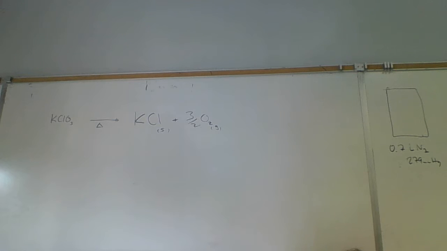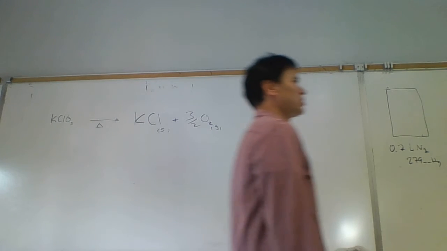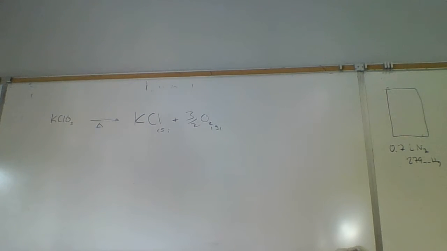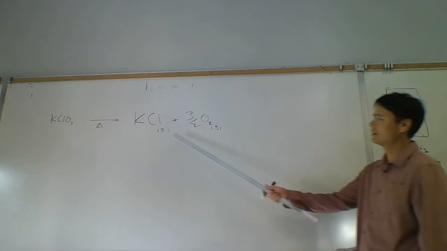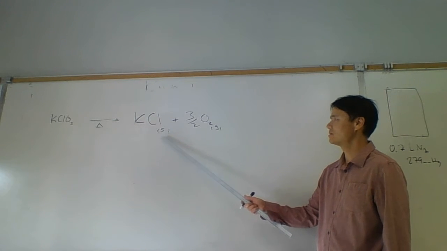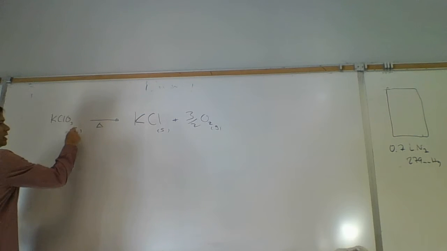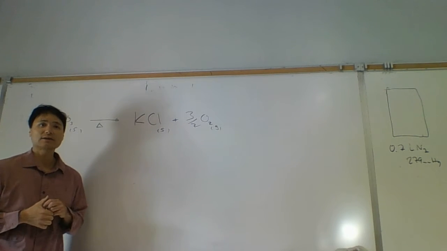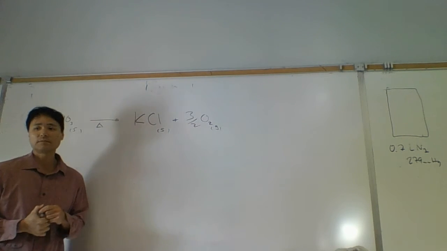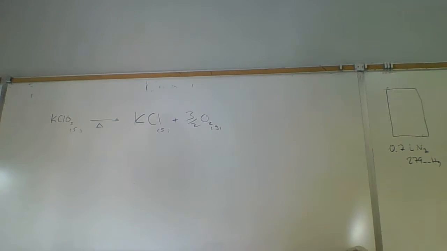Well, what can we use this reaction for? We can use this reaction to generate oxygen. So we heat the potassium chlorate, and you're going to generate oxygen. Is KCl a gas? No, KCl is a solid. Potassium chlorate's a solid. And so what we should get is pure oxygen gas. The decomposition of KClO3 is going to give us pure oxygen gas.